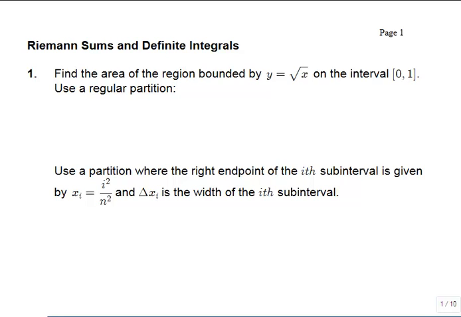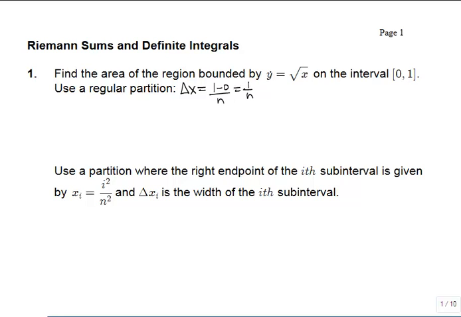Suppose that we wanted to find the area of the region bounded by the curve y equals square root of x on the interval 0 to 1, and we're going to use a regular partition. So if we're going to use a regular partition, then that means each of our rectangles is going to have an equal width, and that is called delta x. So let's find this delta x first. Our delta x is going to be the length of our interval, which in this example is from 0 to 1, and we're going to chop it into n equal pieces. So this becomes 1 over n.